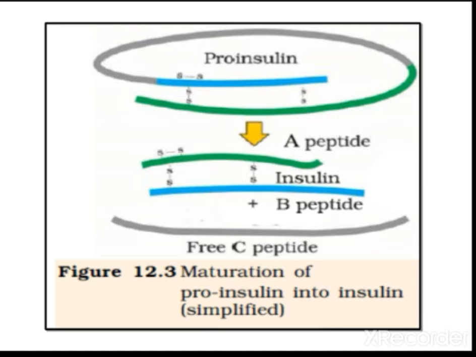So let us see the structure of human insulin. Here the blue color is the B peptide, and the green color is the A peptide. To distinguish them, the coloring has been done, and the grey color is the C peptide. All three are linked together by disulfide linkage. This is the inactive form and this is the active form. How is it converted into active form? By removal of the C peptide.